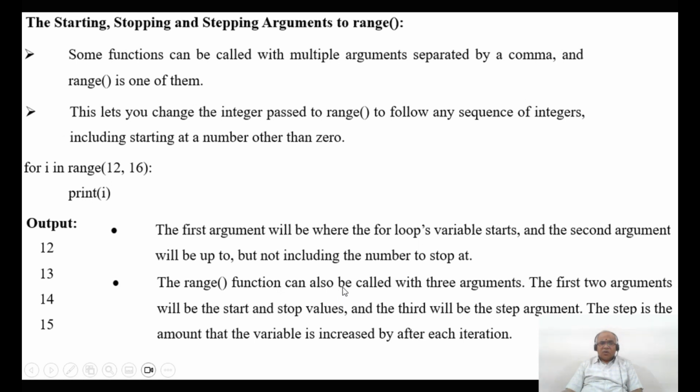The range function can also be called with three arguments. The first two arguments are the start and the stop values, and the third is the step argument. The step is the amount that the variable increases by after each iteration. If you do not specify any value, it will increment by 1. If you want to increment by a specific number like 2 or 3, you can give that by typing the number.